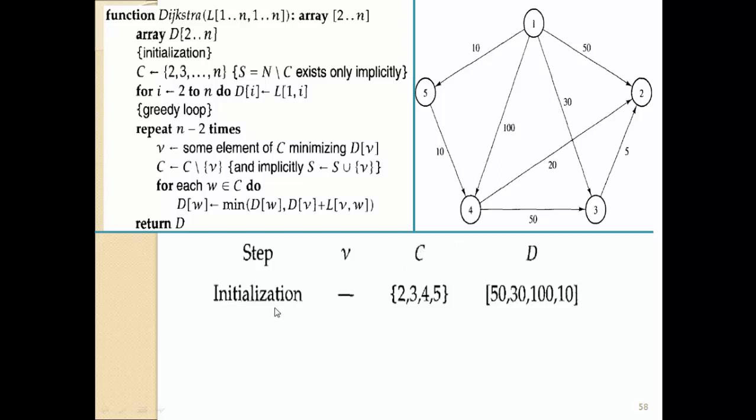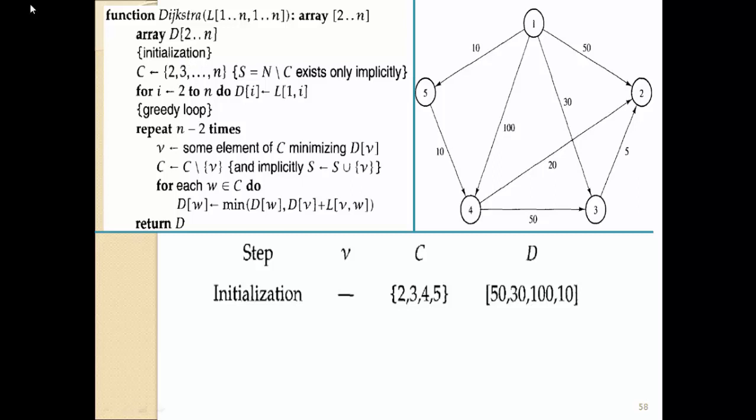So for example, initially C has 2, 3, 4 and 5. Another array is D, which is starting from 2 to n. So the total number of nodes is 5, so 2 to n, that is 2 to 5. In this D array we are storing different direct values, or we can say the direct length of one node to another node.